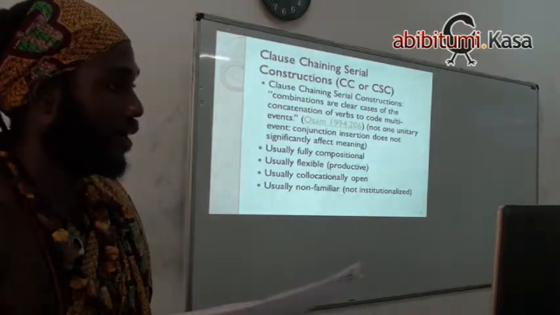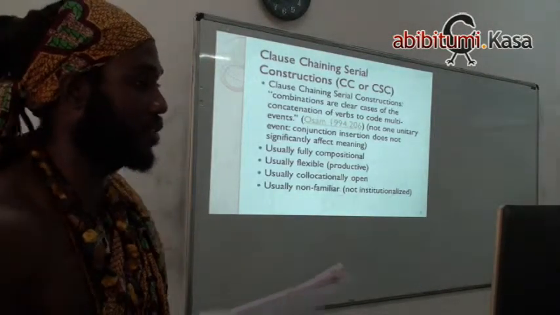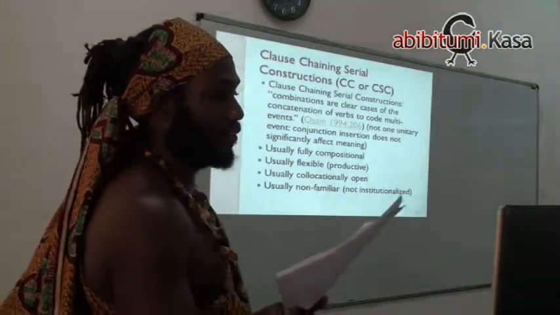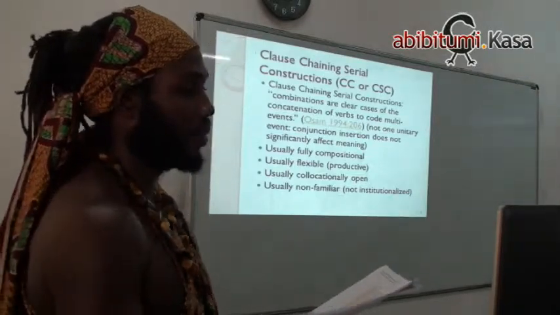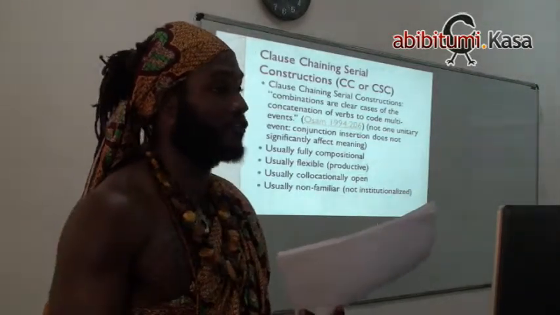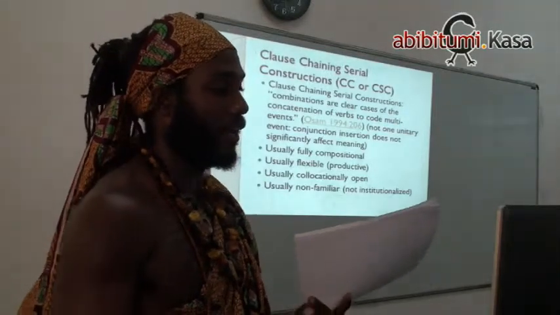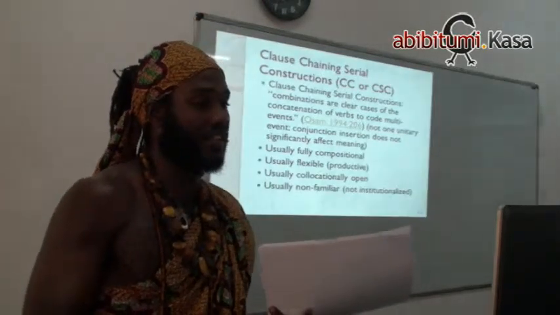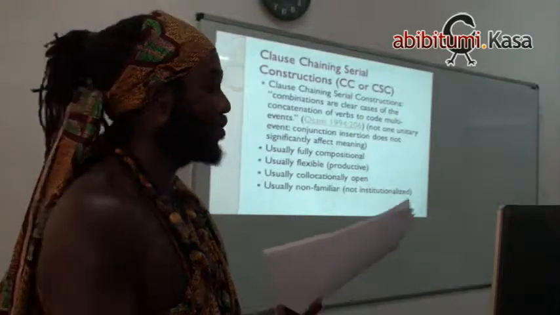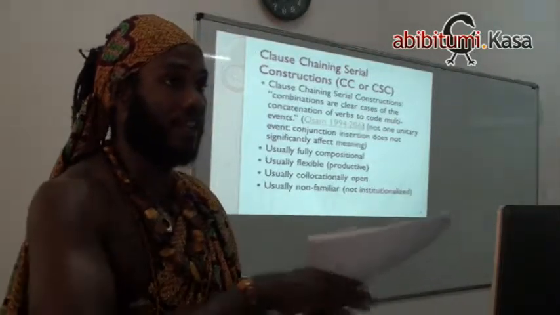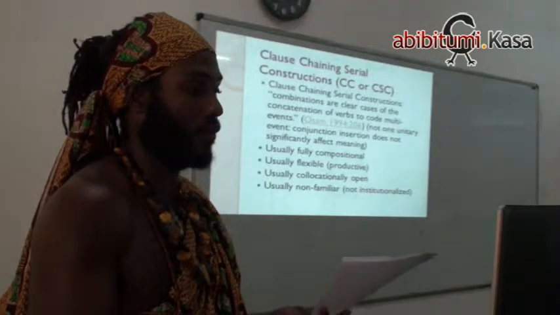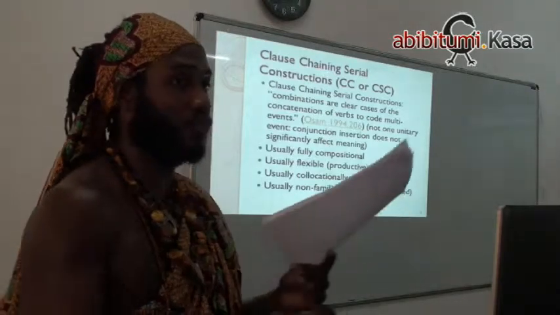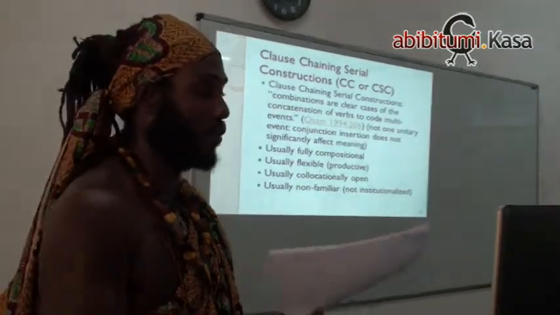All right, so clause chaining serial constructions, which are CC for clause chaining or CSC for clause chaining serial constructions. So clause chaining serial constructions are clear cases of concatenation of verbs to code multiple events. So it's not seen in the speech community as one unitary event, and one behavior that shows that is that conjunction insertion does not significantly affect the overall meaning. So usually they're fully compositional. What each verb means in the sentence is what it means overall. Usually flexible in the sense of being productive, usually collocationally open, that you can switch in one synonym for another or an antonym depending on what you want to say.